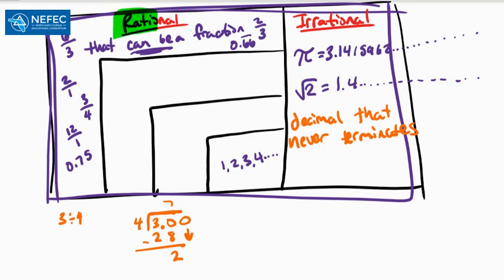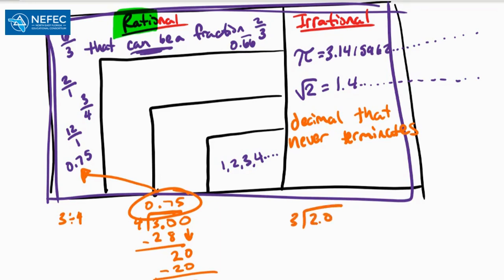Add another 0, bring it down. If you remember this algorithm for division, 4 goes into 20 5 times. That is exactly 20. And when we subtract, we get 0. So we have that 0.75 that we discussed. And then if I do 2/3 in the same way.